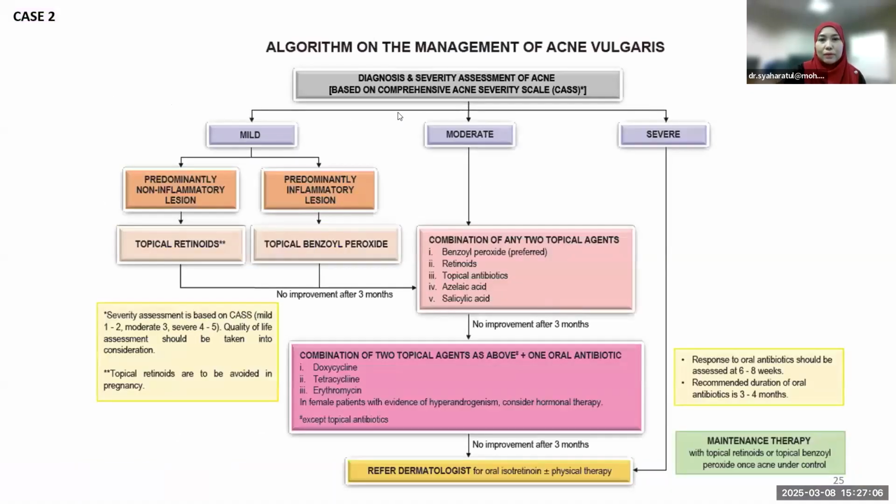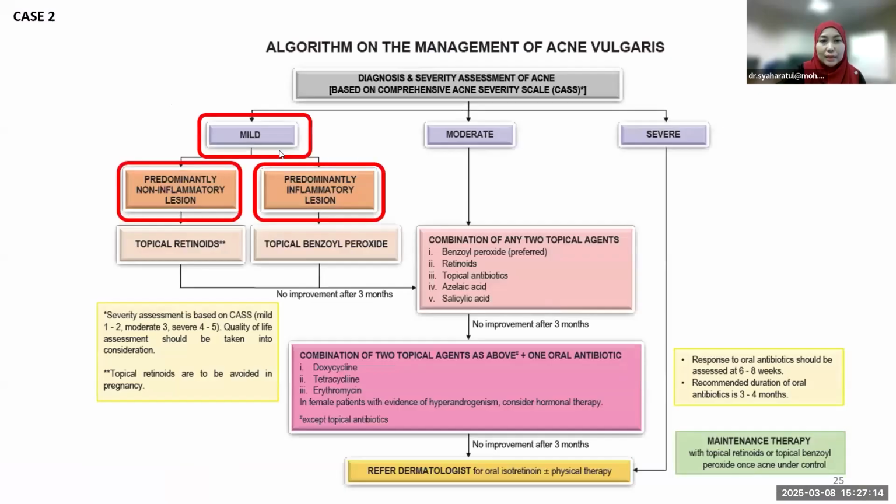If we remind ourselves again, patients with mild acne vulgaris, whether predominantly inflammatory lesions or non-inflammatory lesions, the first line of treatment is topical retinoid for the non-inflammatory lesions and topical benzoyl peroxide for the predominantly inflammatory lesions.